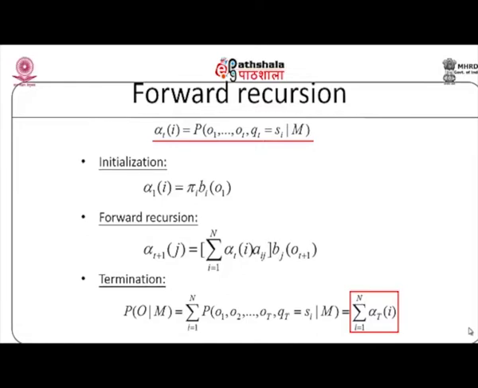The termination condition is that you have seen the complete sequence and you are at state I, and the model is given. So it is nothing but the summation over I equal to 1 to n of alpha T of I. This is the forward recursion problem. You start at time 1 and reach time T.